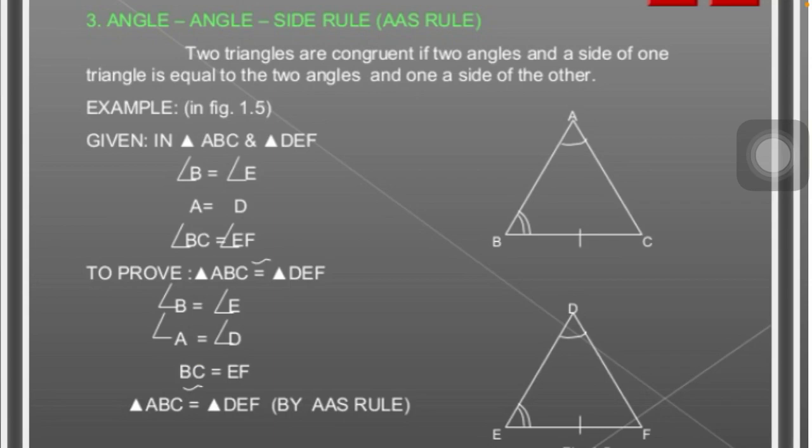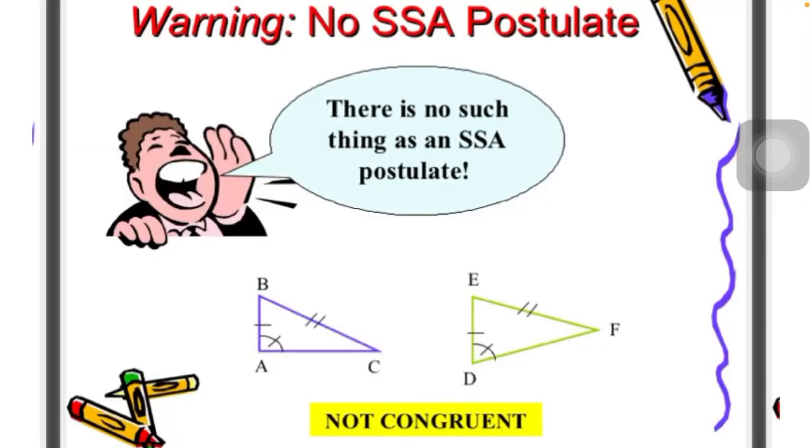Then to prove, I will write my triangles to be congruent, and then I will write all my given things, that is angle B equals to angle E, angle A equals to angle D, and BC equals to EF. And by that, I can prove my triangles to be congruent by AAS. Is it clear to all of you? I hope so.